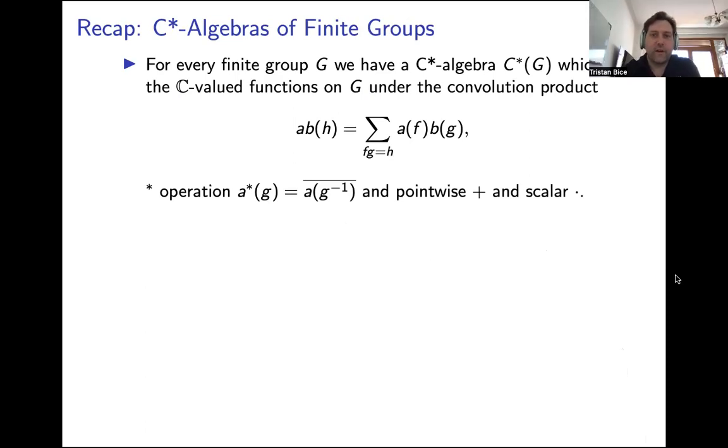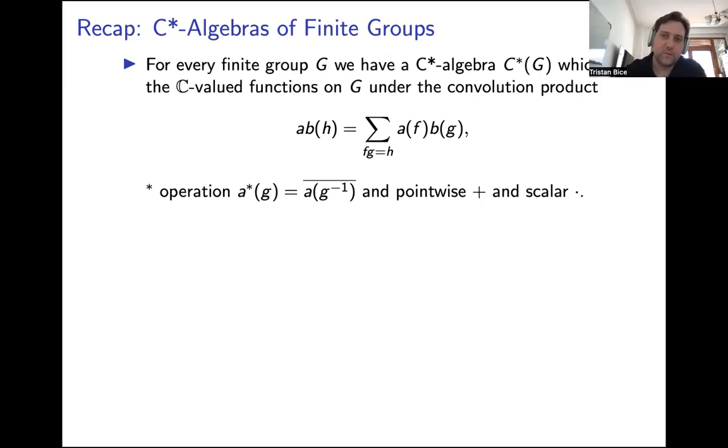So given any finite group, we found out we had this nice C-star algebra, which we denoted by C-star of G. And at first we defined this by representing the elements of G as operators on a Hilbert space defined by G. And then we showed that actually in the end you can do some identifications and identify this C-star algebra of G again with basically all functions on G to the complex numbers.